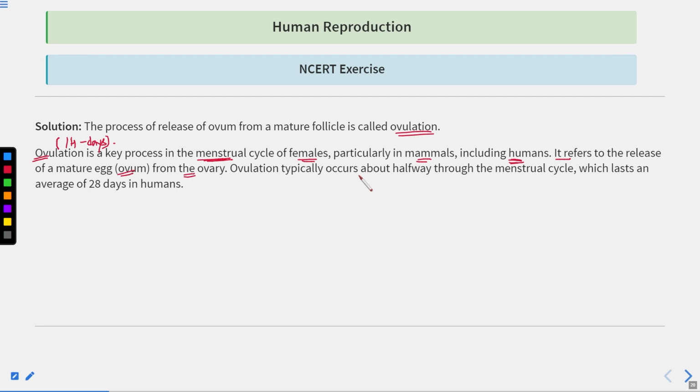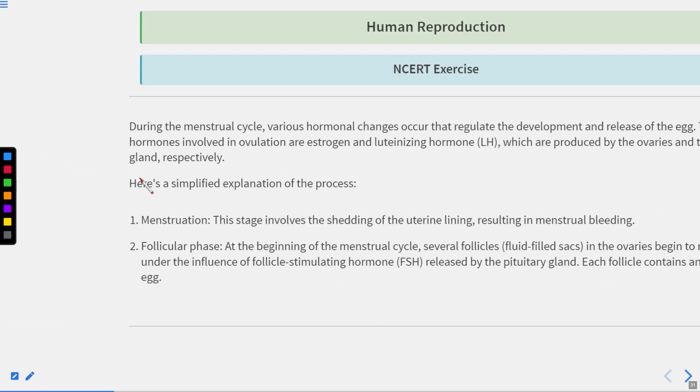And ovulation typically occurs about midway through the menstrual cycle, which lasts an average of 28 days. So what is the average duration of one menstrual cycle? It is 28 days. And what is the halfway of it? 14 days. The ovulation occurs at around 14 days of the menstrual cycle. Clear?